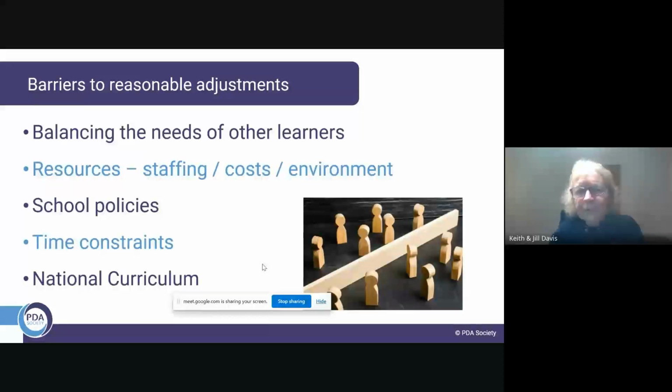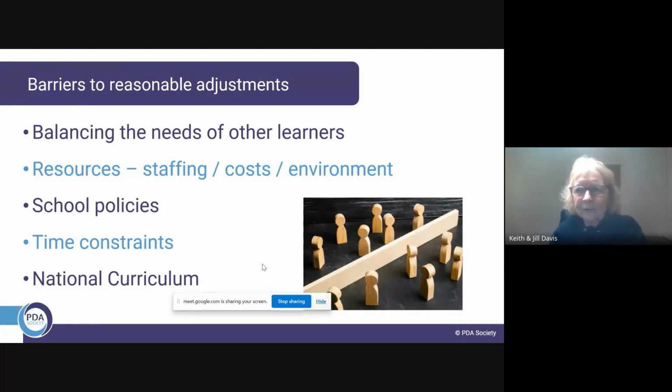The points on this slide are often seen as a barrier to accommodating PDA children in schools. It can depend on what the child needs, the difference it will make, what the cost is, the practicalities of it, and if the adjustment will affect other pupils' learning.